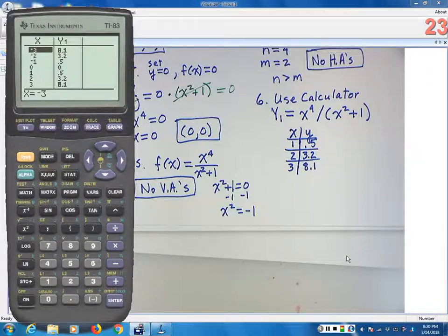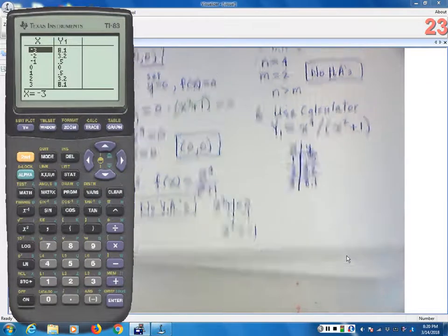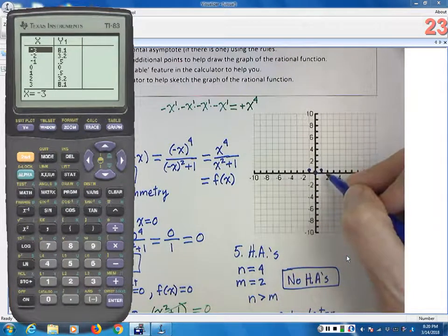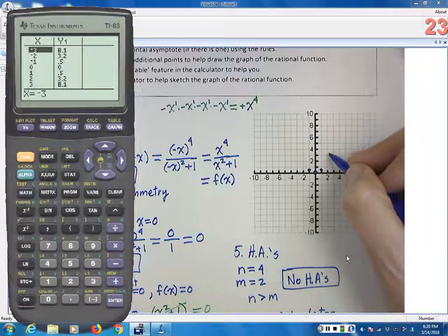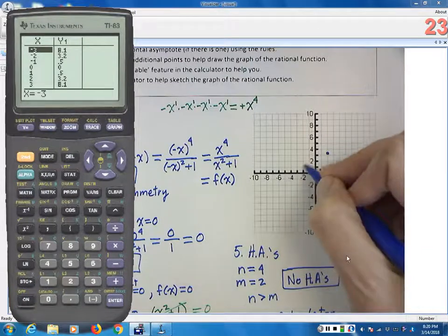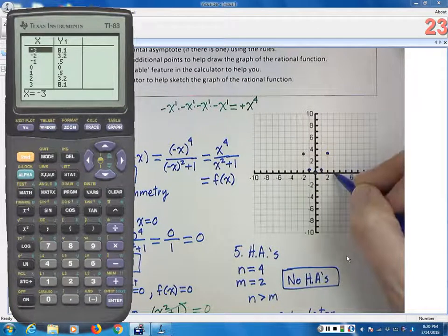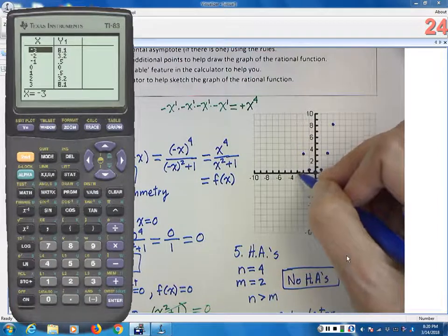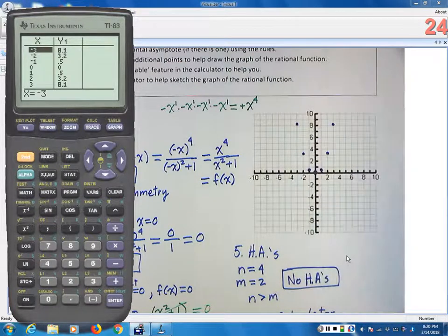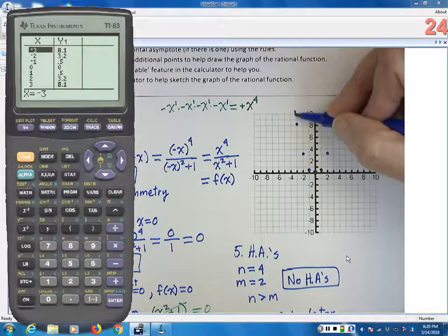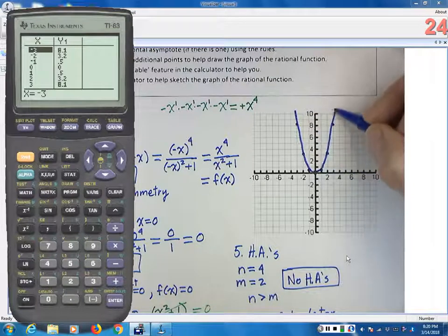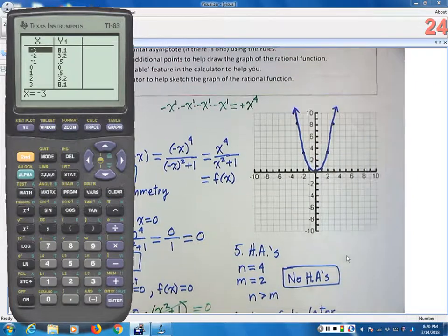So, here's the graph. We're going to graph that now. 1, a half and negative 1, a half. 2, 3.2. Negative 2, 3.2. And 3, 8.1. There we go. And it looks like a parabola. And there's our graph.